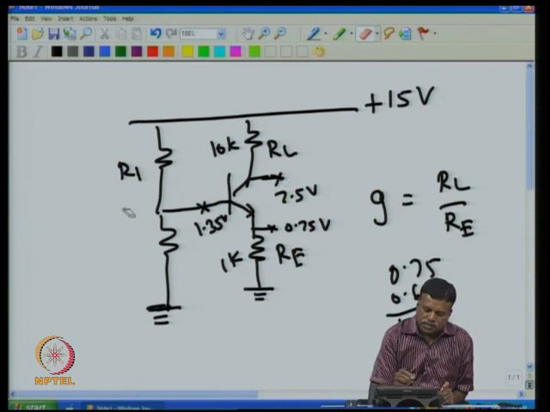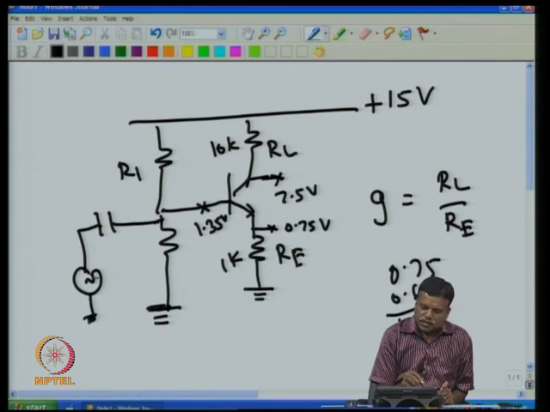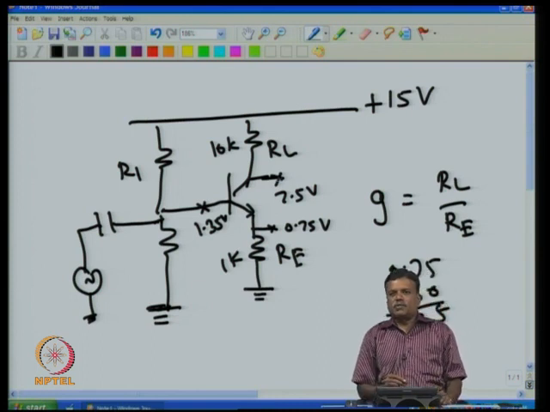Now I can apply an AC voltage here, and put in a decoupling capacitor so that the DC voltage will not get short circuited through the AC source. Now I connect the AC source. This voltage will be amplified, and the amplified voltage will appear here. This is the transistor amplifier which we discussed in the previous class.